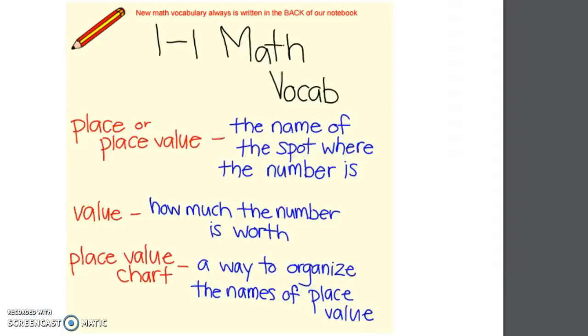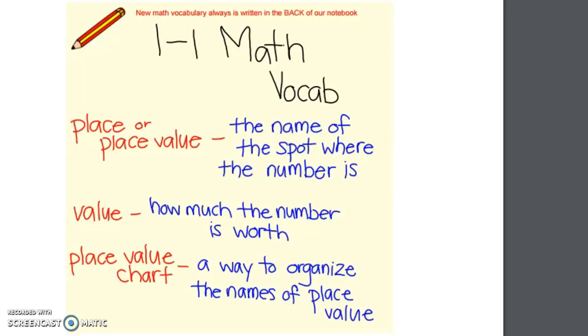Today's lesson is 1-1, and these are some important math vocabulary words that I will be using during today's lesson. The first one is place or place value. This is the actual name of the spot where the number is. For example, the ones, tens, hundreds, and so on. The next word is value. This is how much the number is worth. For example, if there was a 7 in the tens place, it would be worth 70. If there was an 8 in the millions place, it would be worth 8 million.